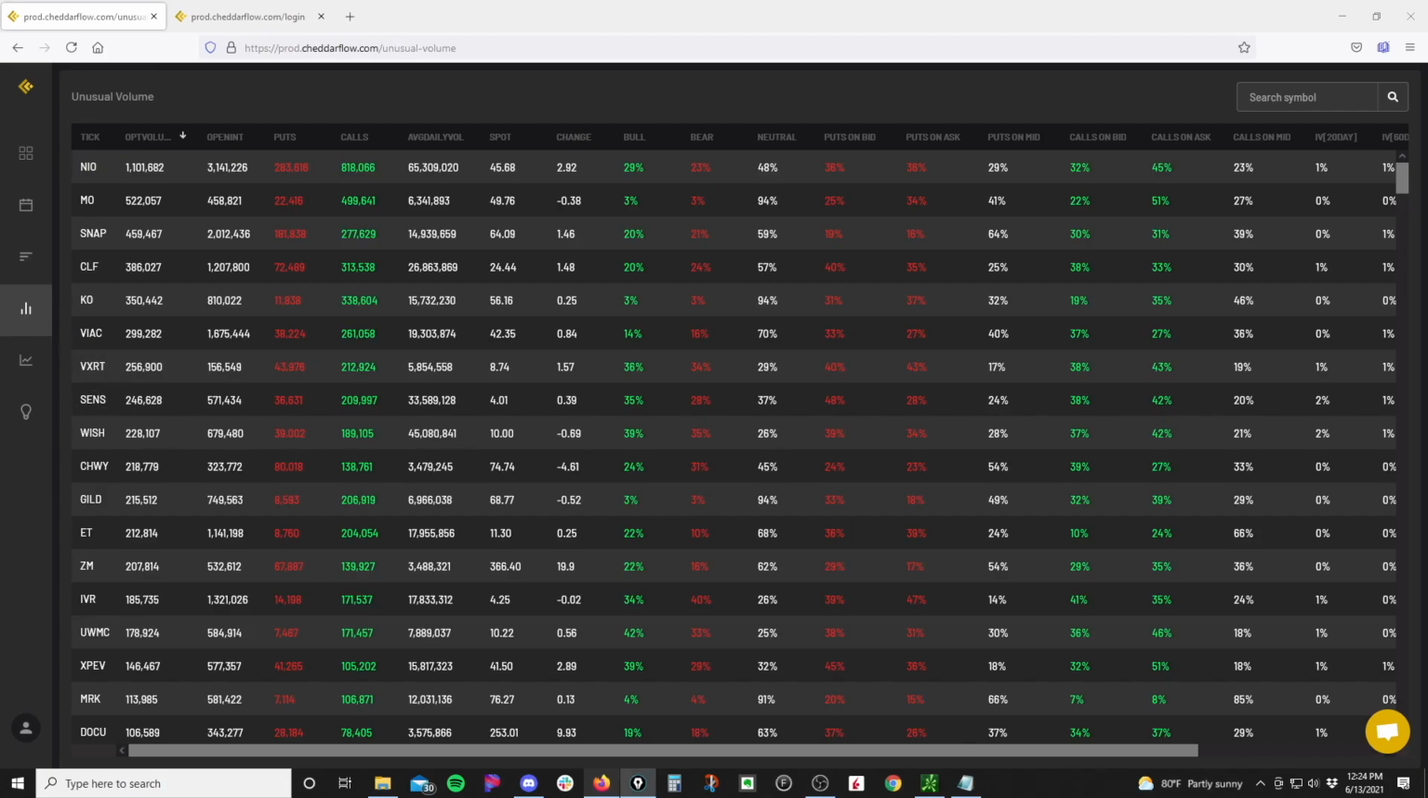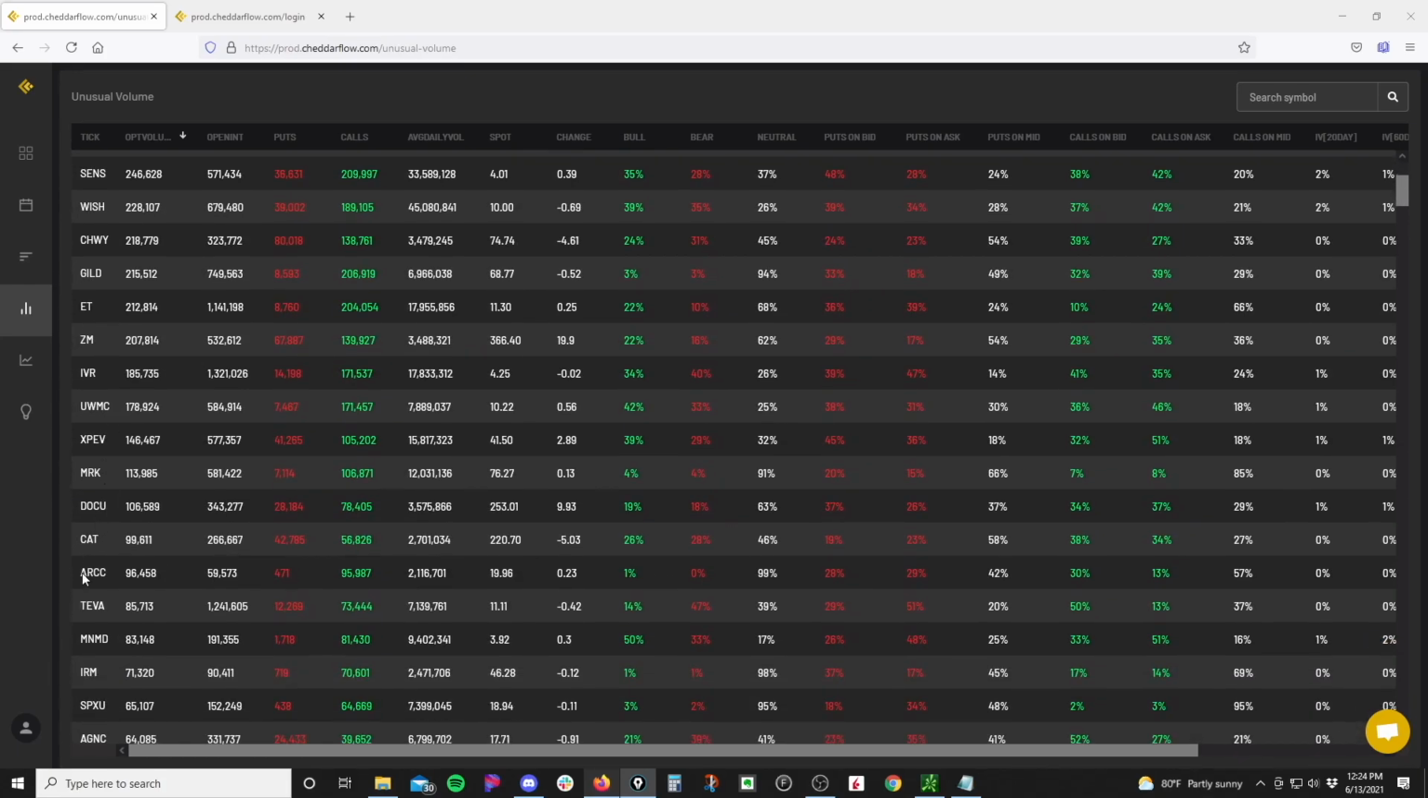The next one we have is ARCC. If we scroll down a little bit, you can see ARCC here. It has almost 2 times the option volume over open interest. But the first thing we can see is a huge discrepancy: 1% bull, 0% bear, and 99% neutral. I like the fact that there's this much option volume over open interest. Ideally, I wouldn't like this to sit the way it does, but this is enough for me to continue into step 3, which we will go over in a second.